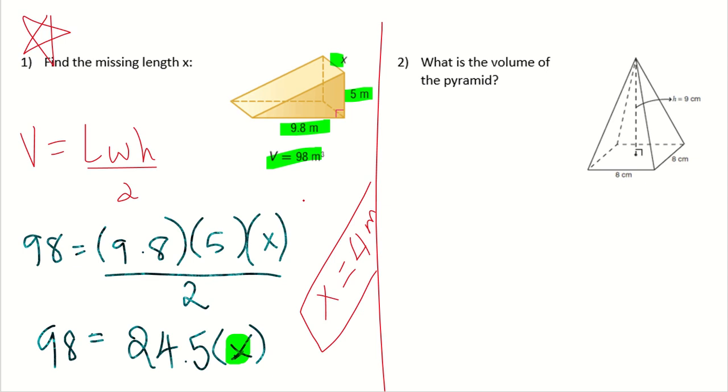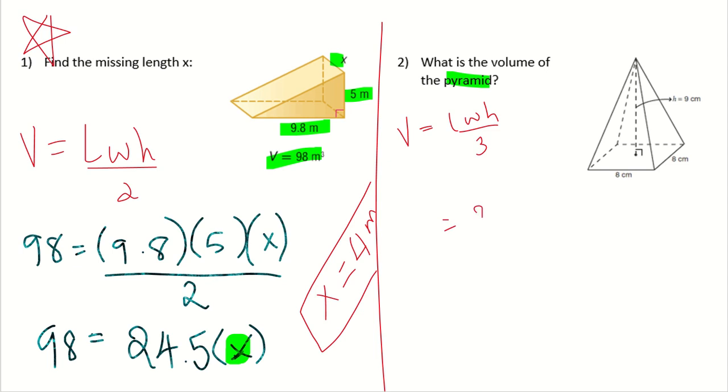Number 2, what is the volume of the pyramid? That is a pyramid, and you can tell, well, they told you it's a pyramid, and also if they don't say, you know because of the pointy top. And so you pull out your volume of a pyramid formula, which is volume equals length times width times height divided by 3. Alrighty, that's the difference. It's divided by 3, not by 2.